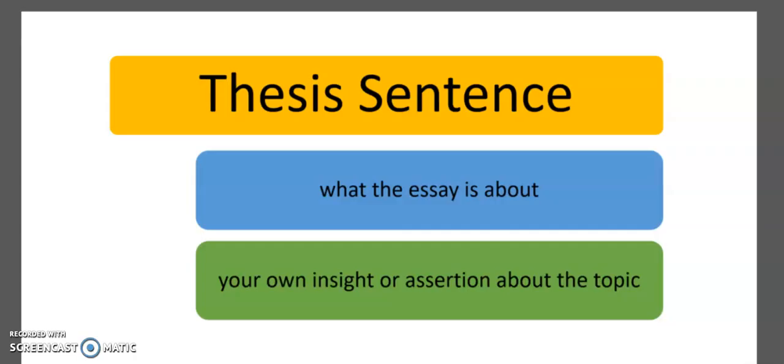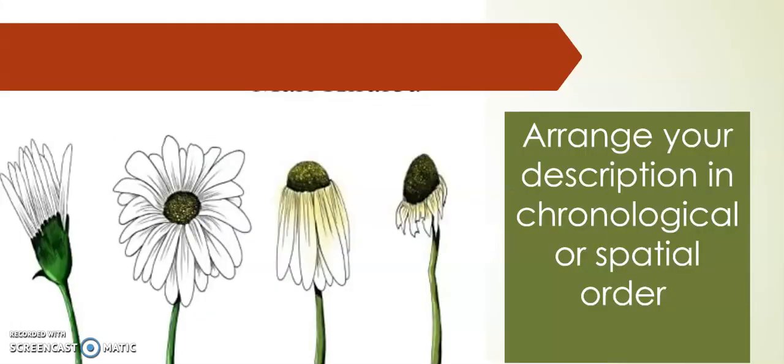Next one, the dominant impression or effect serves as a thesis of your descriptive writing. A thesis statement in a descriptive writing can be explicit or implied. Another point, arrange your description in chronological or spatial order. Spatial means based on physical position. You can also arrange them in the order of most important to least important. Yet another option is that you can also arrange things in the order of their appeal to different senses.